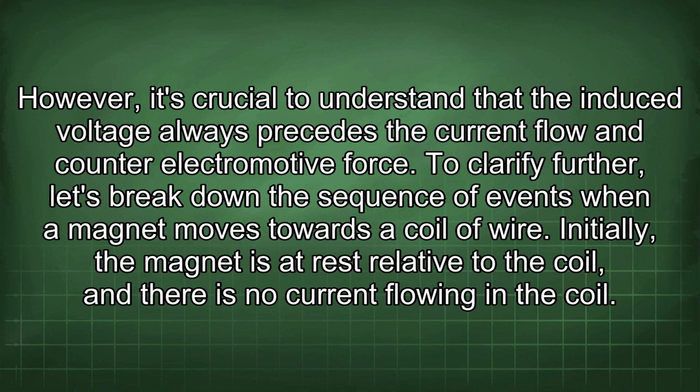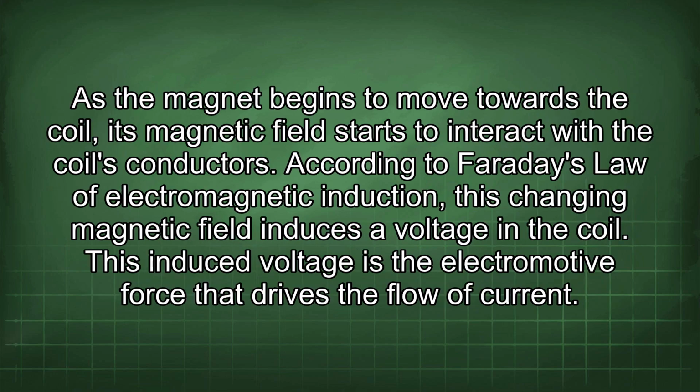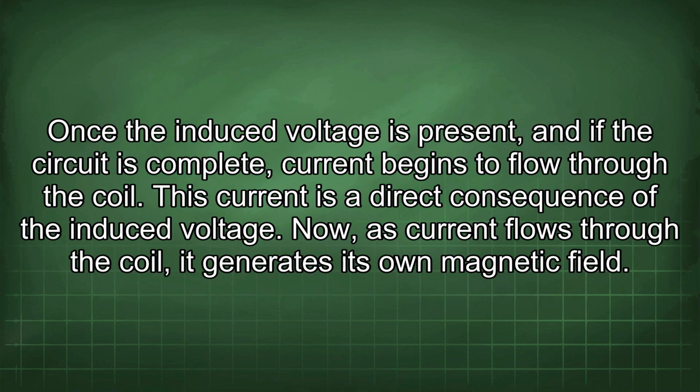To clarify further, let's break down the sequence of events when a magnet moves towards a coil of wire. Initially, the magnet is at rest relative to the coil, and there is no current flowing in the coil. As the magnet begins to move towards the coil, its magnetic field starts to interact with the coil's conductors. According to Faraday's law of electromagnetic induction, this changing magnetic field induces a voltage in the coil. This induced voltage is the electromotive force that drives the flow of current. Once the induced voltage is present, and if the circuit is complete, current begins to flow through the coil. This current is a direct consequence of the induced voltage.